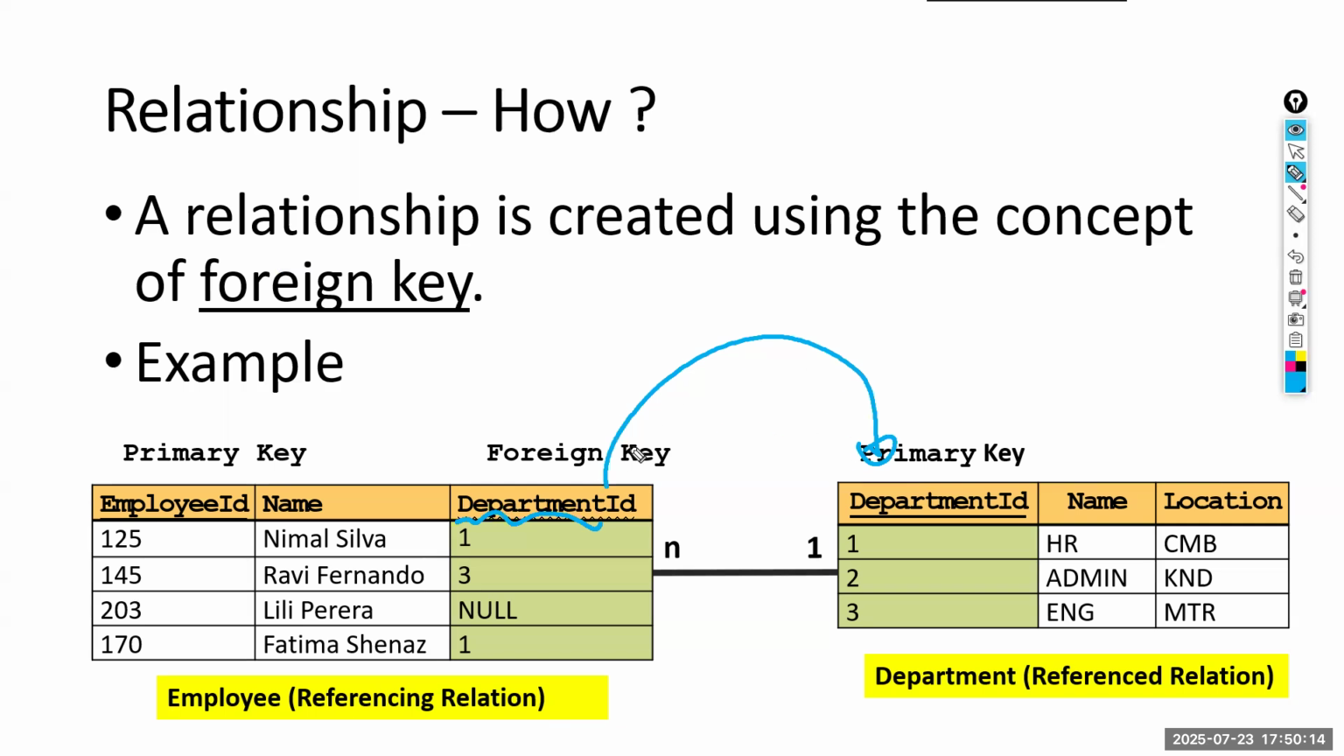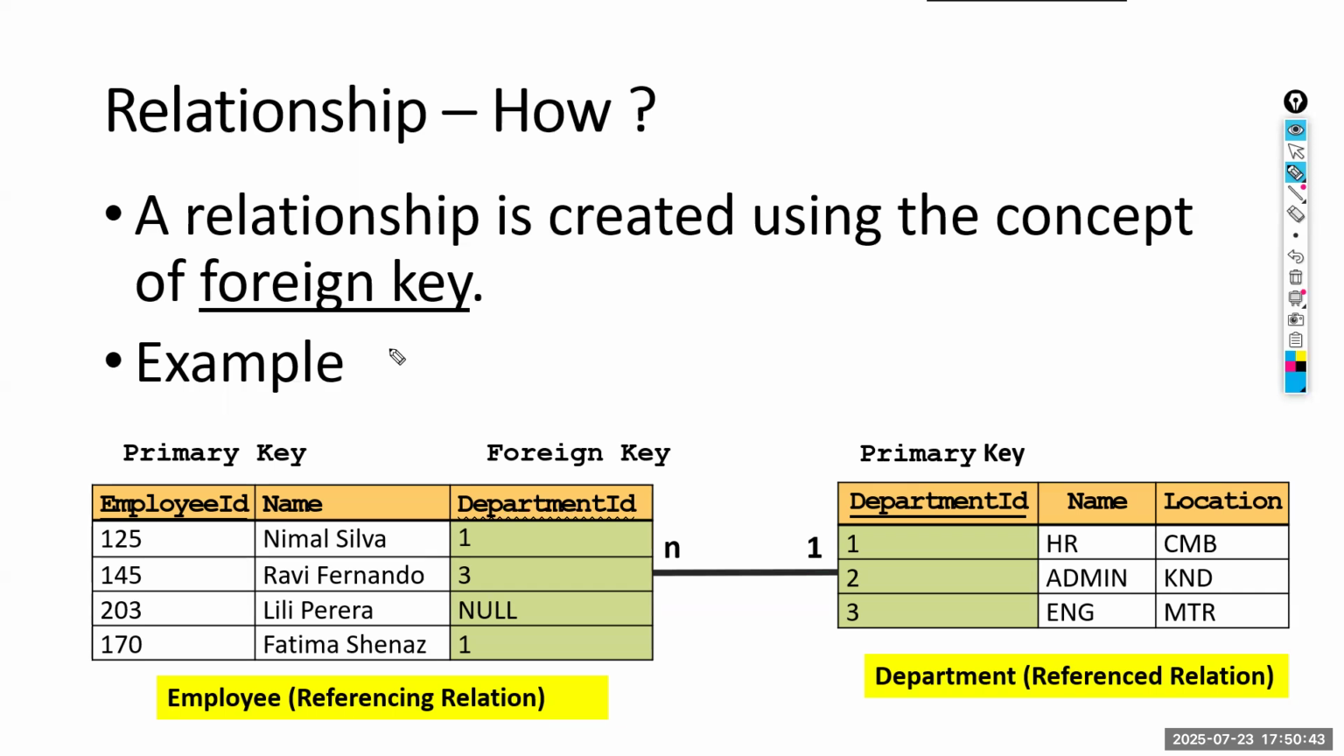So why do you create the foreign key? Because it creates this relationship. There's no other way to create relationships. So this is a relationship between employee and department. Employee works for a department. Department has many employees. Employee works for one department at a time. Okay.